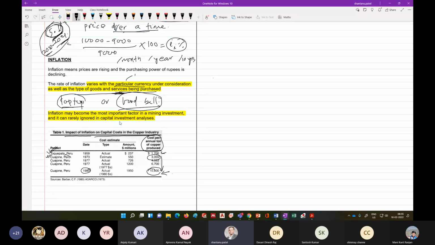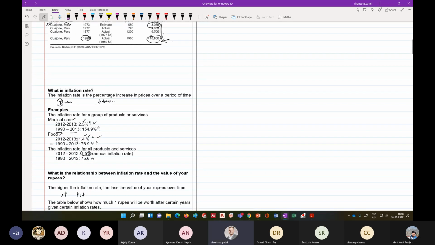Inflation may become the most important factor in a mining investment, and it can rarely be ignored in capital investment analysis. So we cannot ignore this. Is this clear? That's why we need to consider the inflation in our NPV calculation or present value calculation that we are doing. I hope it is clear, right?